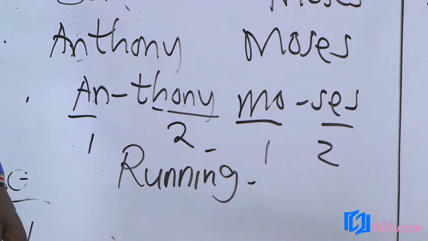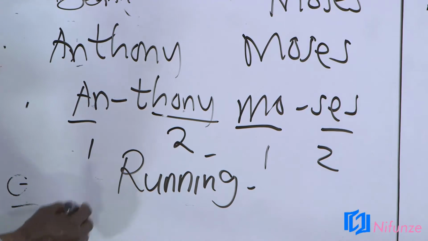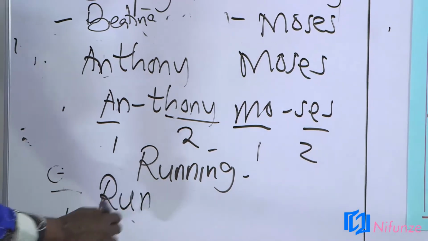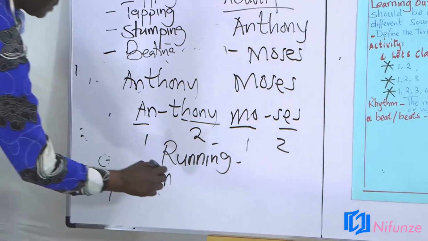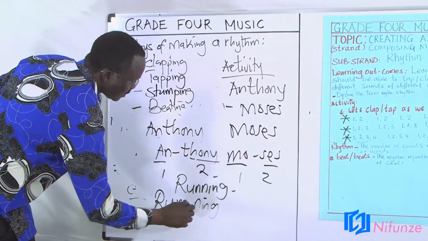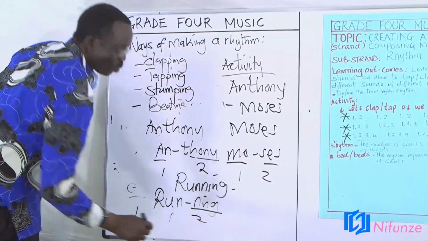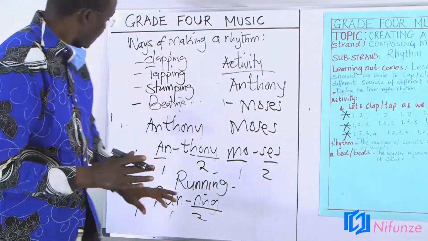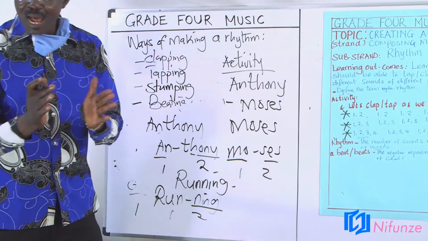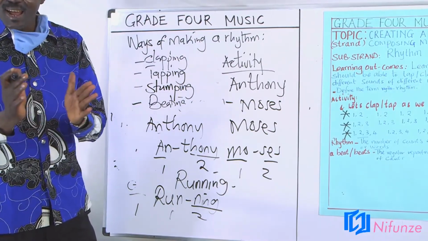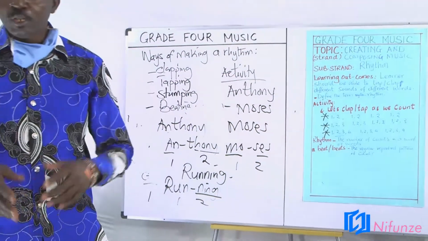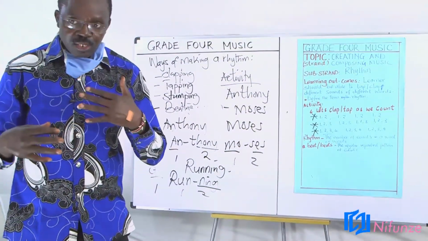Can you try? So we have run, run, then running, 1, 2, running, 1, 2. Run is shorter, ning is longer. Running, running, running. You beat 2, or you do it by yourself.